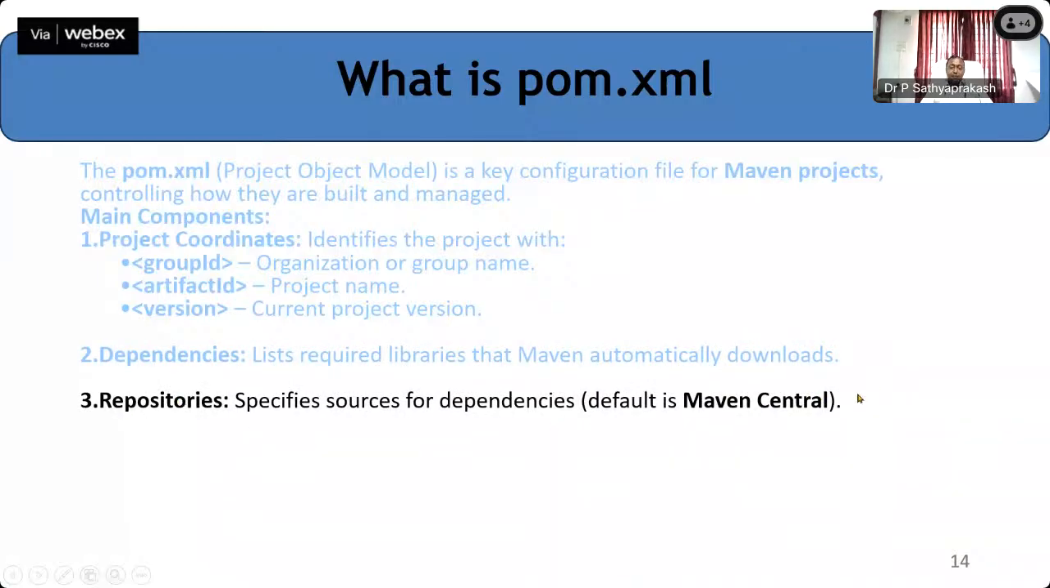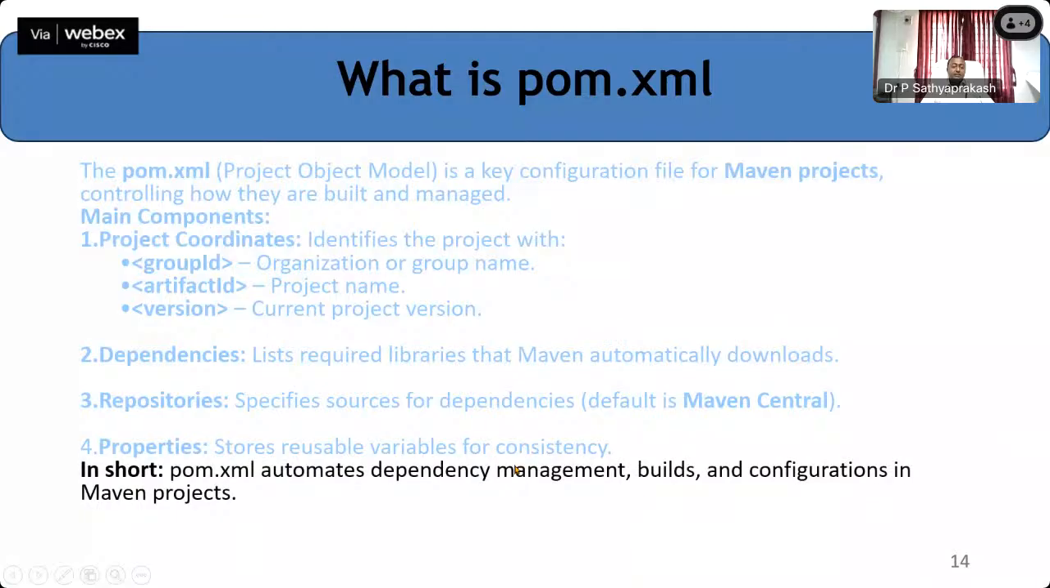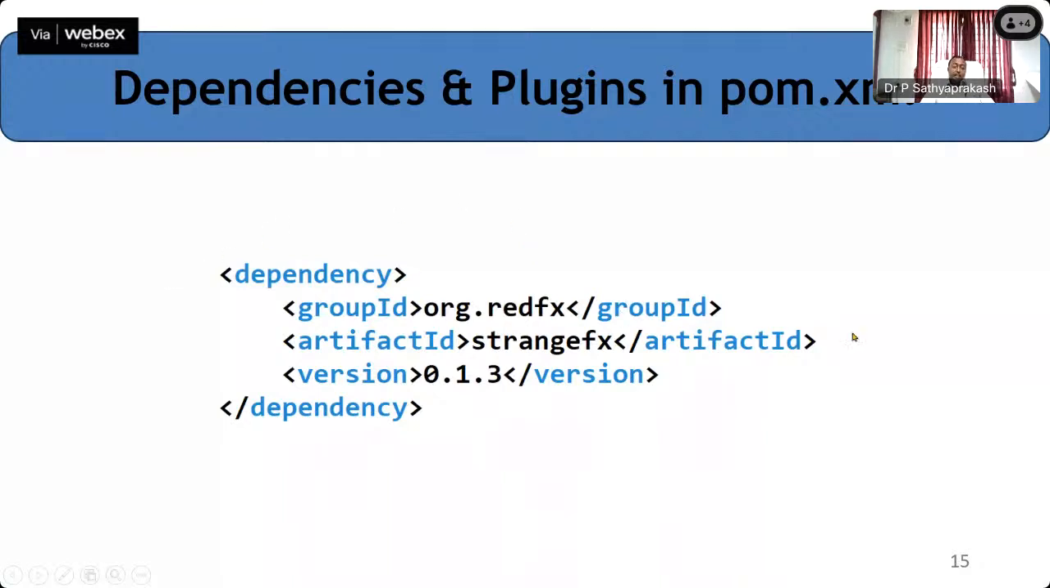and will be loaded to the centralized repository. There is a repository called the centralized repository. We, being a developer or a client, need not do anything for this. It is maintained by the Maven team. Whichever jars or packages are available, that will be owned by Maven for sure. So that is the beauty of Maven. Then properties. In short, pom.xml automates dependency management, builds, configures and runs the project. Take a look at here.